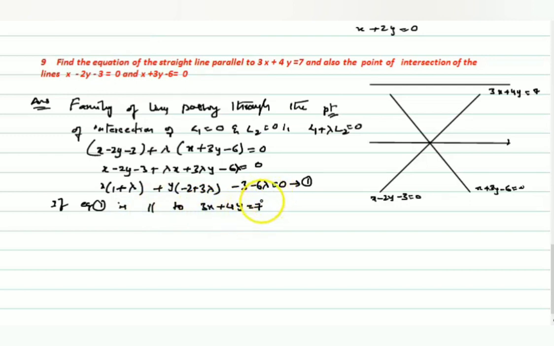If two lines are said to be parallel, then the slopes are equal. Therefore, the slopes must be equal. Therefore, I can say two lines are parallel: A1 by A2 is equal to B1 by B2, or the slopes must be equal.